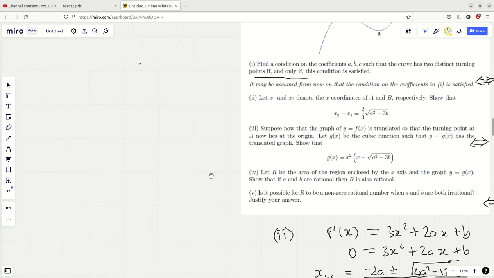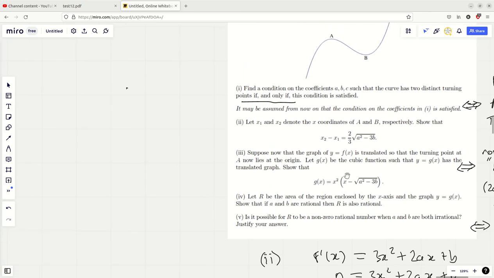But the second thing which is in the back of my mind is we want to make sure that our function has A on the origin now.